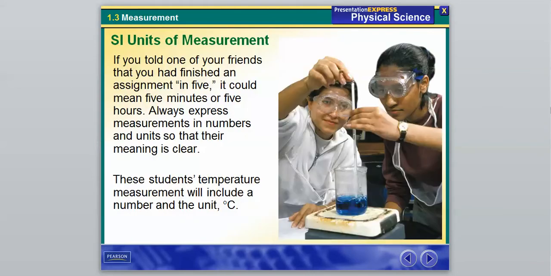An example of why it is important to have this common measurement: if you told one of your friends that you had finished an assignment in 5, it could mean 5 minutes or 5 hours. That's one of the confusing things about not having a definite set of measurements. So we always express measurements in numbers and units so that their meaning is clear. We wouldn't just say the temperature's 55, because we have different units for temperature, like Fahrenheit and Celsius. To stick with SI units, scientists will always use degrees Celsius when keeping track of temperature.